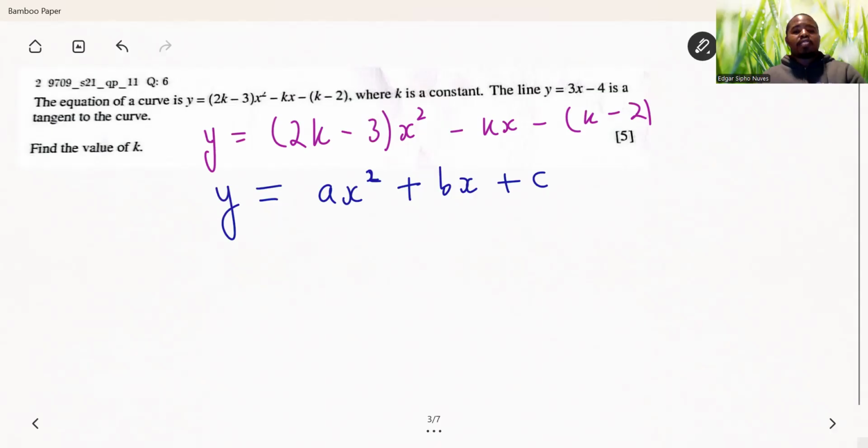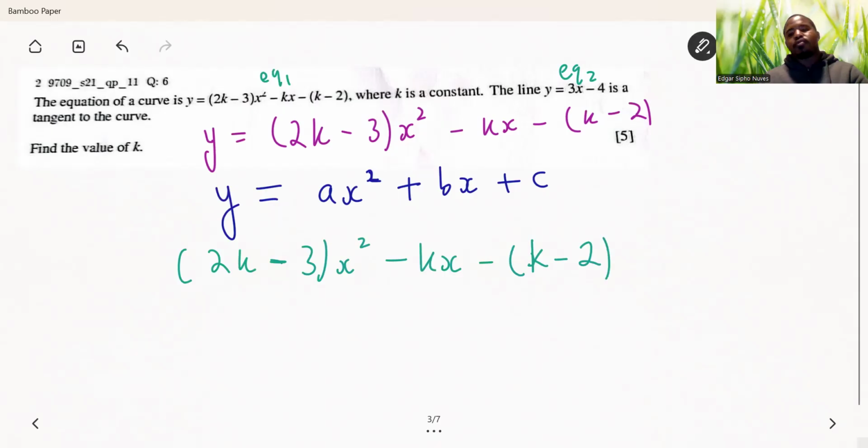Okay, as I was saying, when the tangent, there's a point of tangency, which is a point of intersection, which is where the curve and the tangent line meet. So we're going to apply the approach equation 1 equals equation 2. So you can think of this as equation 1 and think of this as equation 2. So equation 1 equals to equation 2. So we get (2k minus 3)x squared minus kx minus k minus 2 is equal to 3x minus 4.